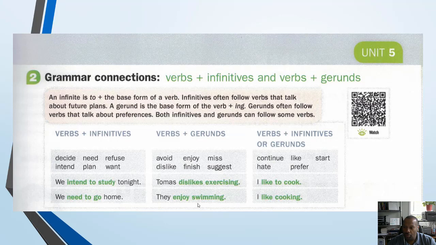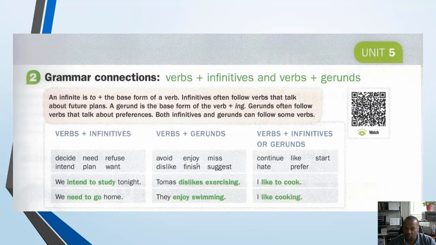So when we have the gerund, we have some verbs that go with our gerunds, because we only use gerunds when we talk about preferences, things that we like or dislike, right? So when we have a sentence like Thomas dislikes, that's his preference. He dislikes exercising. Maybe Pam might like exercising. This is Thomas's preference, all right?